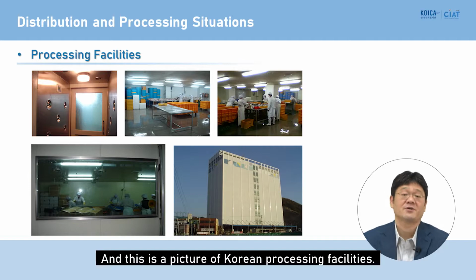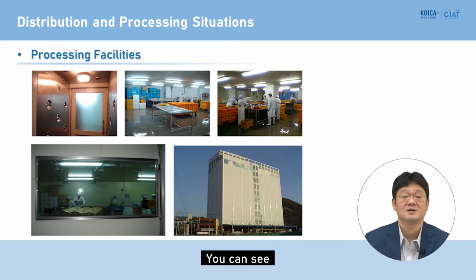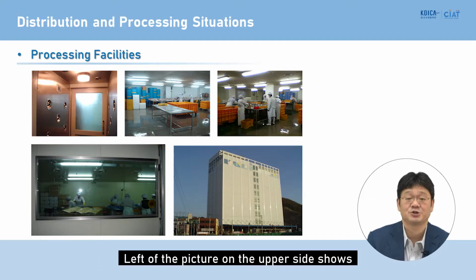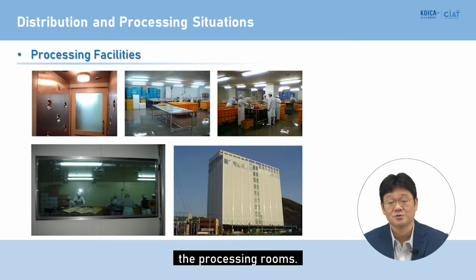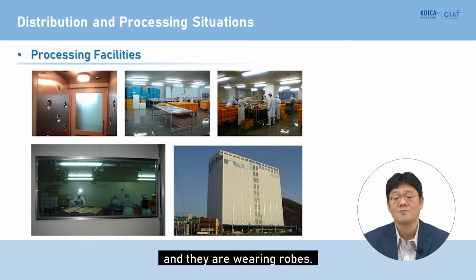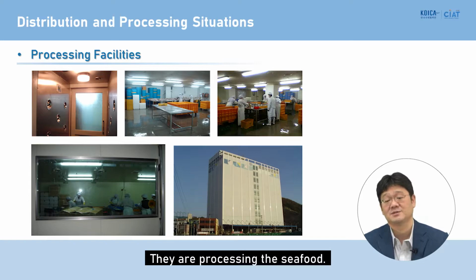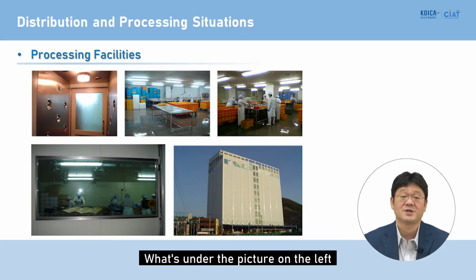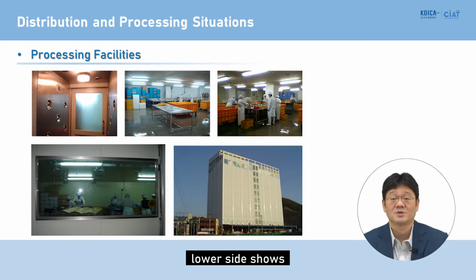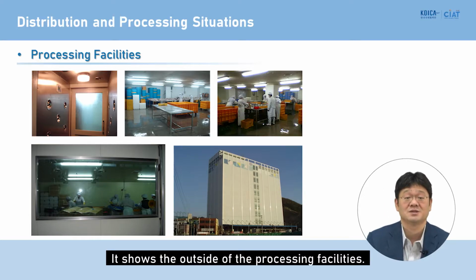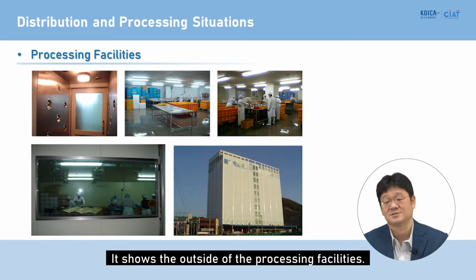And this is a picture of Korean processing facilities. You can see the air shower system, which eliminates pollutants on the clothes of the workers. On the upper left of the picture are the processing rooms. They are wearing white clothes, hats, and gloves, and they are processing the seafood. You can see that it's very clean inside. Also, the picture on the lower left shows the packaging room, and the one on its right shows the outside of the processing facilities.